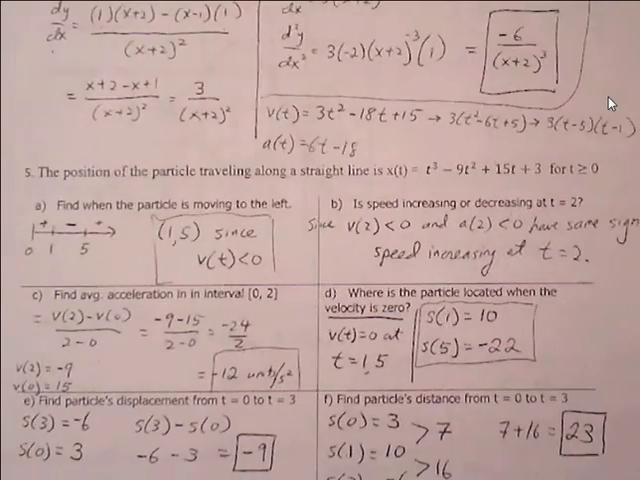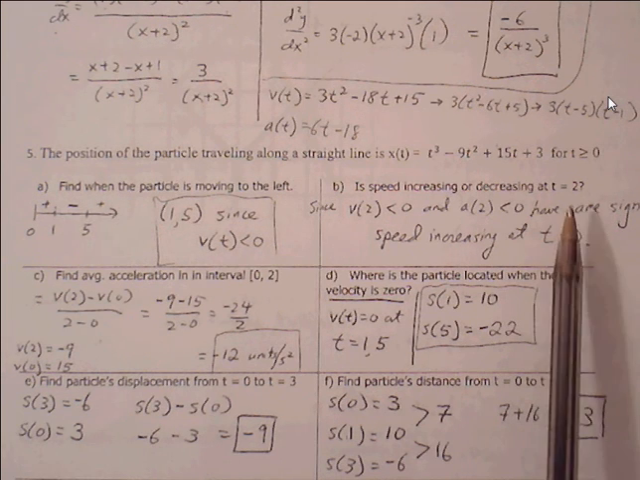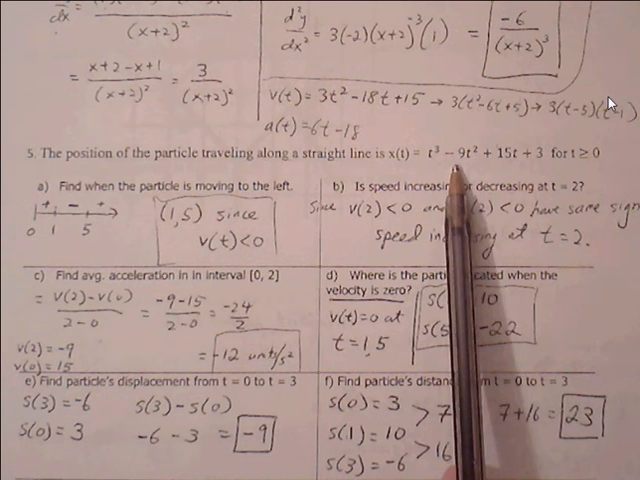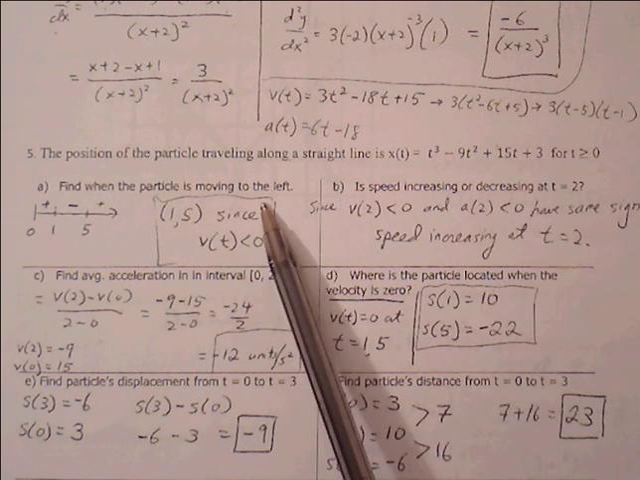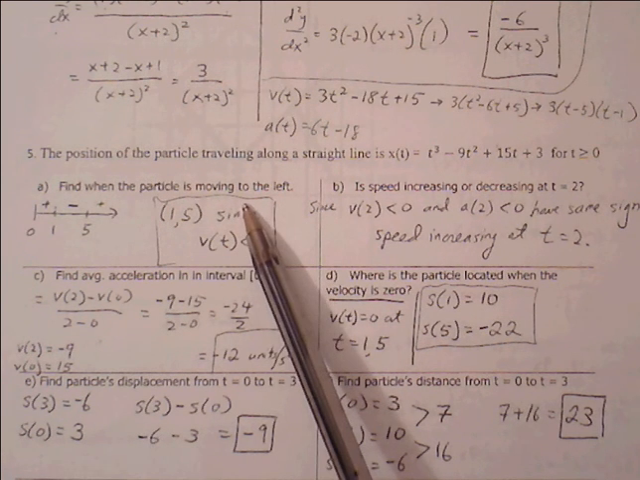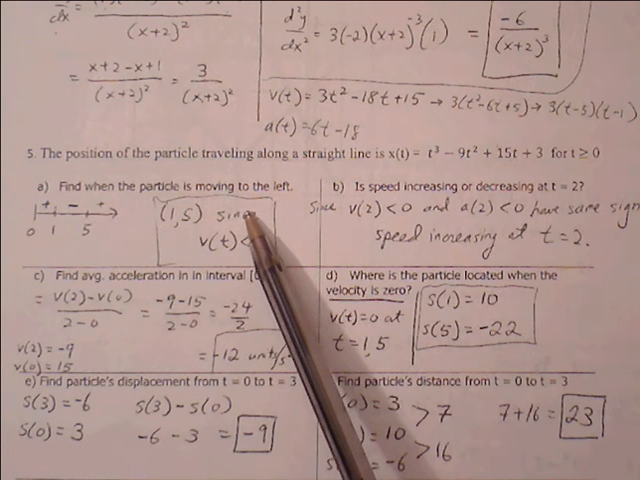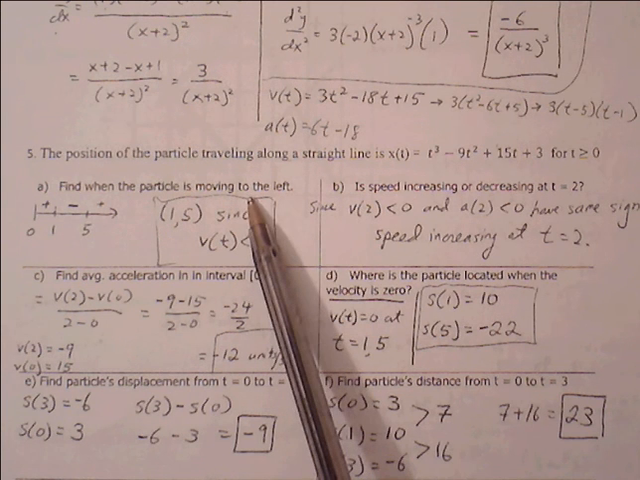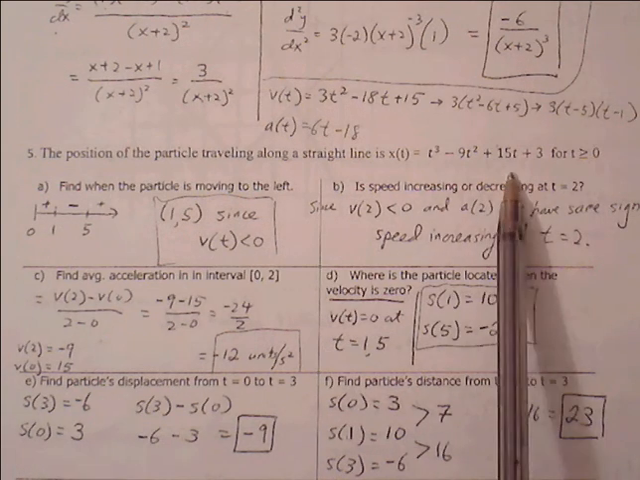All right, number 5, position of the particle is given by x of t, for t is greater than or equal to 0. All right, so part A, find when the particle is moving to the left. So to determine when the particle is moving to the left, we need to have some boundaries. We need to kind of know where the particle is at rest. So we first need to find some critical points. So critical points is where velocity is 0. So we're going to find the velocity function and set that equal to 0.